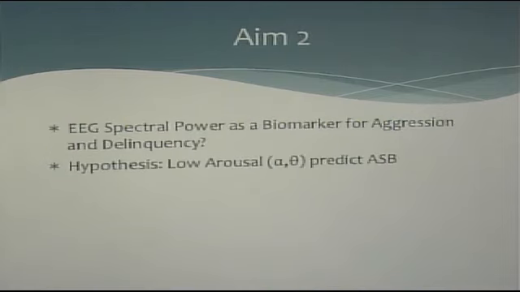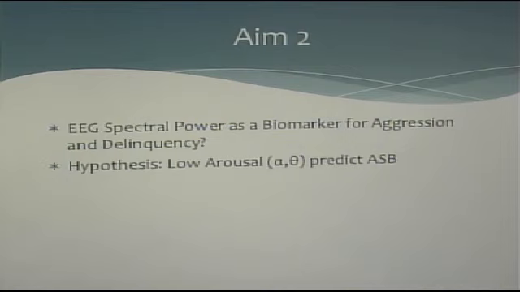The second aim, which I would say is the flagship aim of my project, so I'll go into it a little more, is to examine whether EEG spectral power can be considered a biomarker for aggression and delinquency. As we've said, it's been found in male violent populations. Is this going to generalize to a community sample? Is it going to generalize to females? Are we going to see the same developmental pattern? Is it going to be a predictive relationship rather than a concurrent relationship?